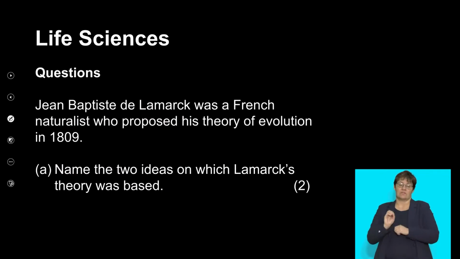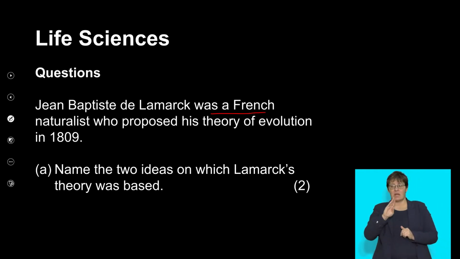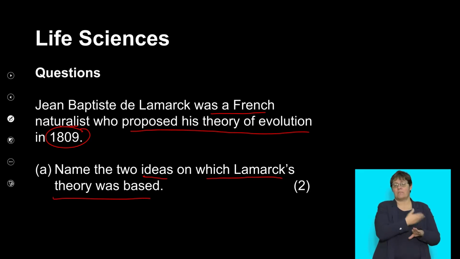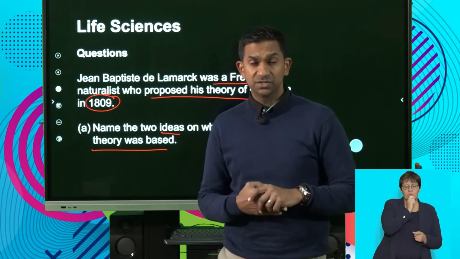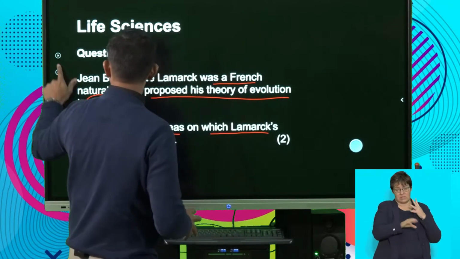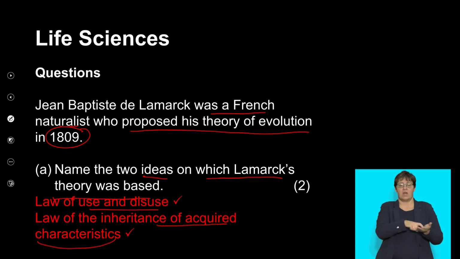Let's unpack a bit more. So here's a question that we'll try and wrap this segment up with. Jean-Baptiste de Lamarck was a French naturalist who proposed his theory of evolution in 1809. Name the two ideas on which Lamarck's theory was based. And guys, if we unpack those two ideas, we spoke about his theory of use and disuse, and secondly, the inheritance of acquired characteristics. Okay? So those were the two concepts: the theory of use and disuse and his theory of the inheritance of acquired characteristics.